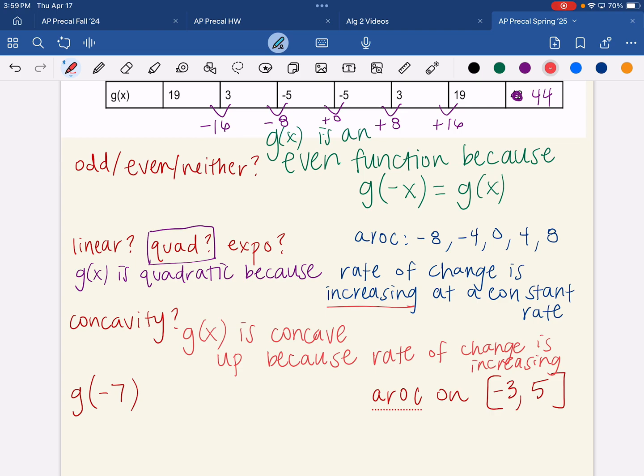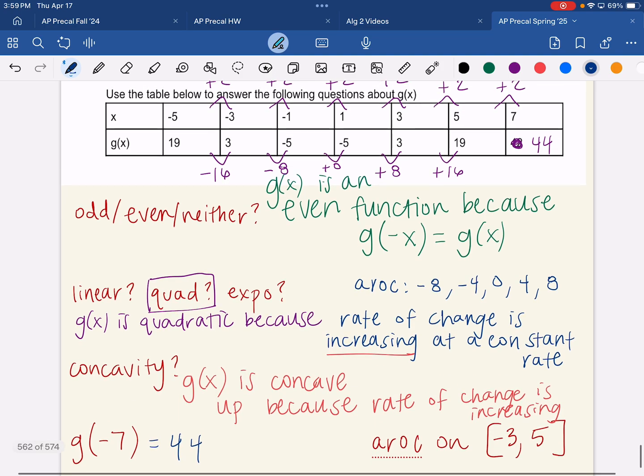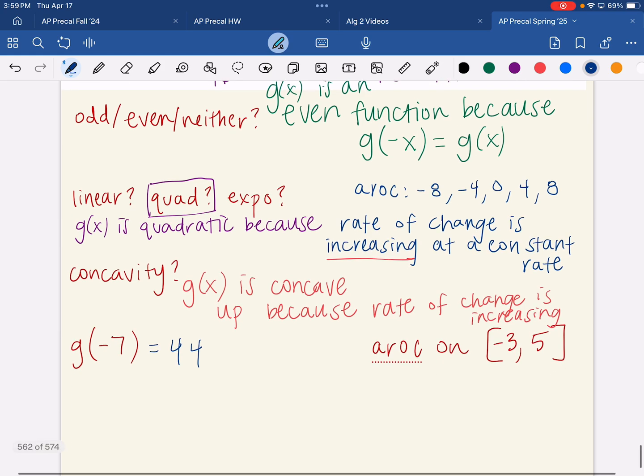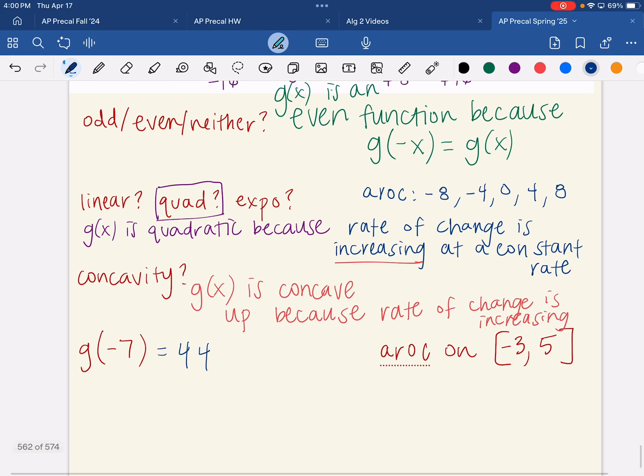Okay, and then last 2 questions. I know I just now changed the value once I realized my whoops. So g of negative 7 we said would probably be positive 44 since it's an even function. Since I made a whoops on my rate of change. And y'all, you just had to do this on the last test. Your average rate of change, we're going to be expected to show our work. We know the formula is f of b minus f of a over b minus a.